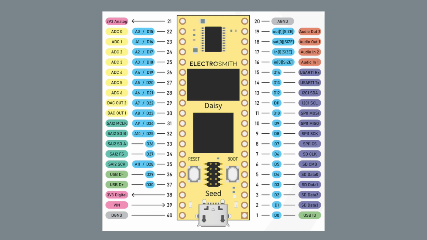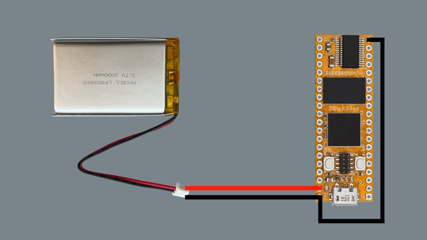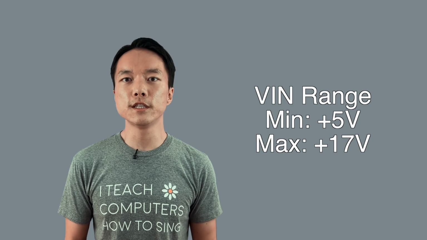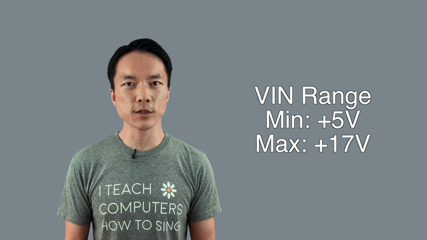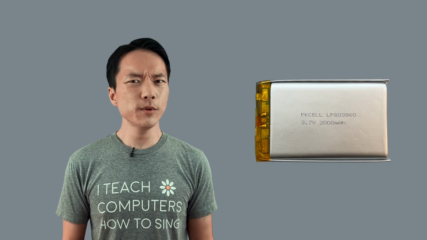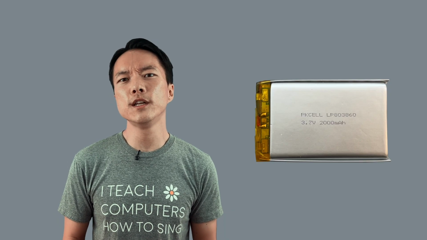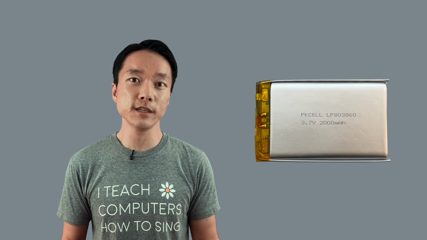So the best way for Daisy to be powered is through its voltage input pin. Now, we may think that grabbing a lithium-ion battery like this and connecting its positive terminal to the VIN pin and negative terminal to ground should do the trick. The issue is that the Seed's VIN pin requires at least 5 volts, but this battery only outputs 3.7 volts. Also, how do we charge this battery? And how the heck do we turn power on and off without needing to plug and unplug the battery repeatedly?